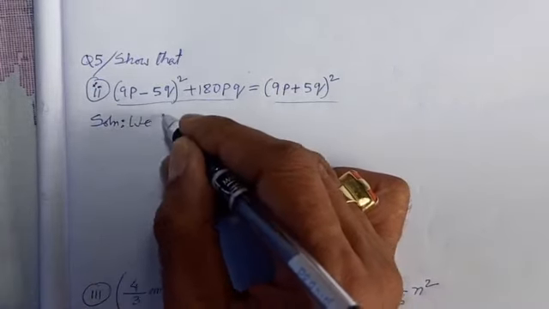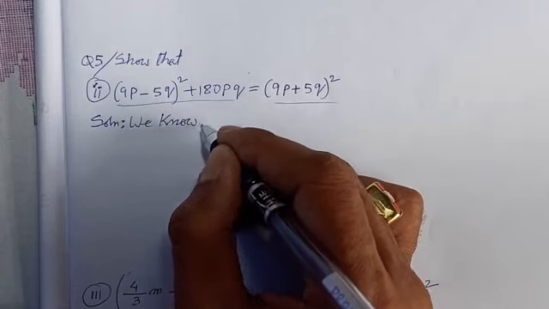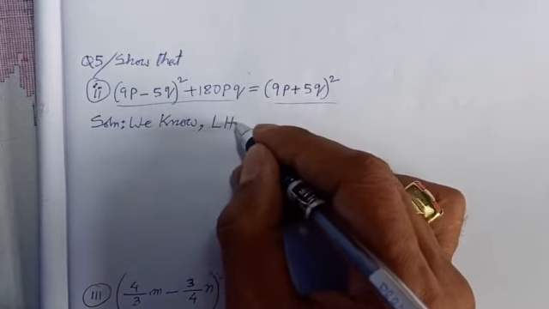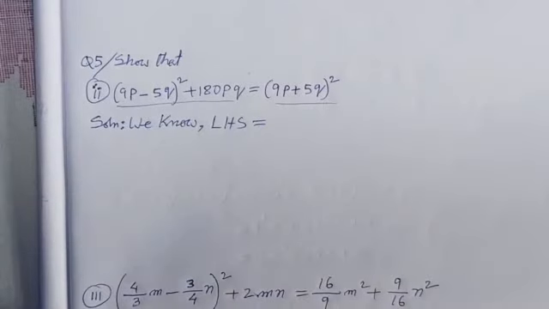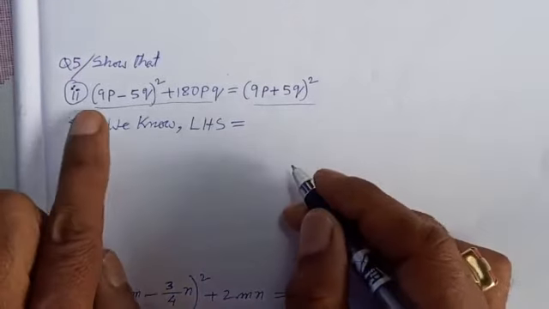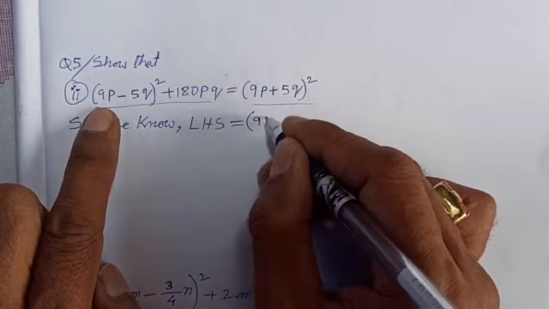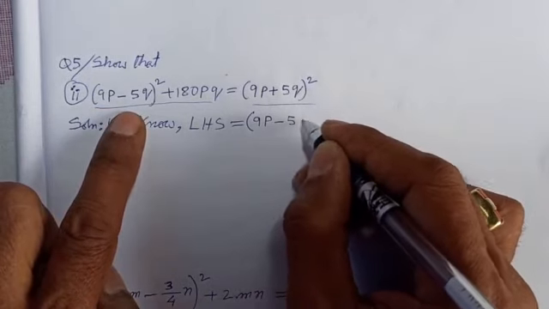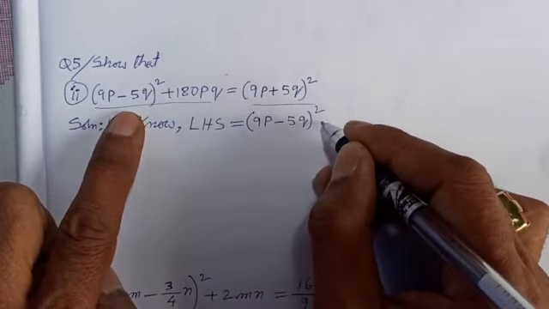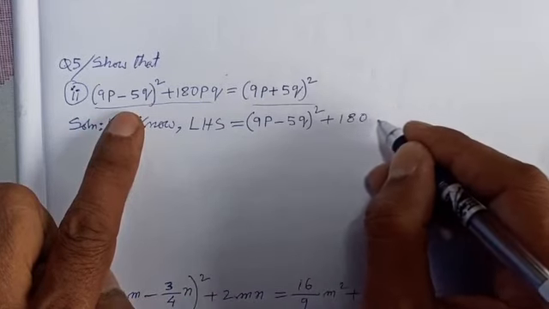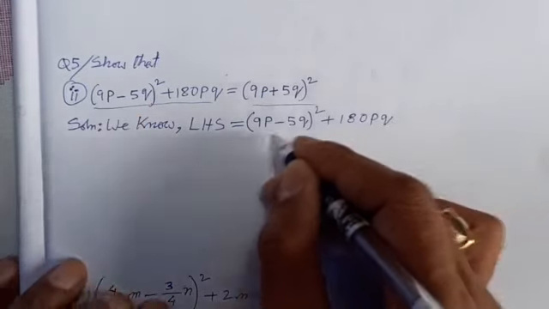We know left hand side is equal to, now we have to write down this, 9p minus 5q whole square plus 180pq. Now let us simplify this.